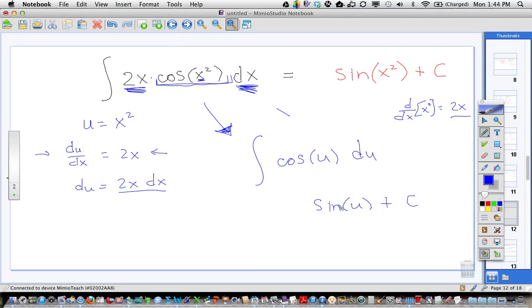All right, one last step. We're going to put the starters back in. We're going to take the u out and put the x back in. So u was x squared, so we're going to put the x squared back in. And we get our answer.